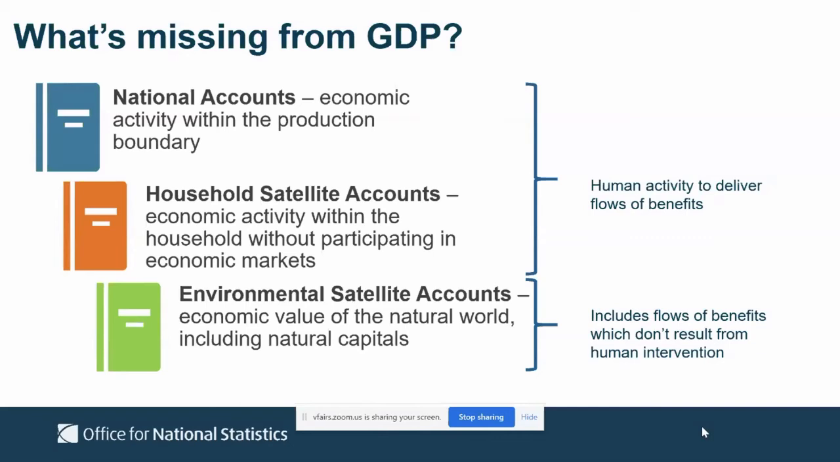The second are the environmental satellite accounts. And this really gives you the flows of benefits which don't necessarily result from human intervention, or a more limited human intervention, whether this is ecosystem services or as Paul was again talking about yesterday.